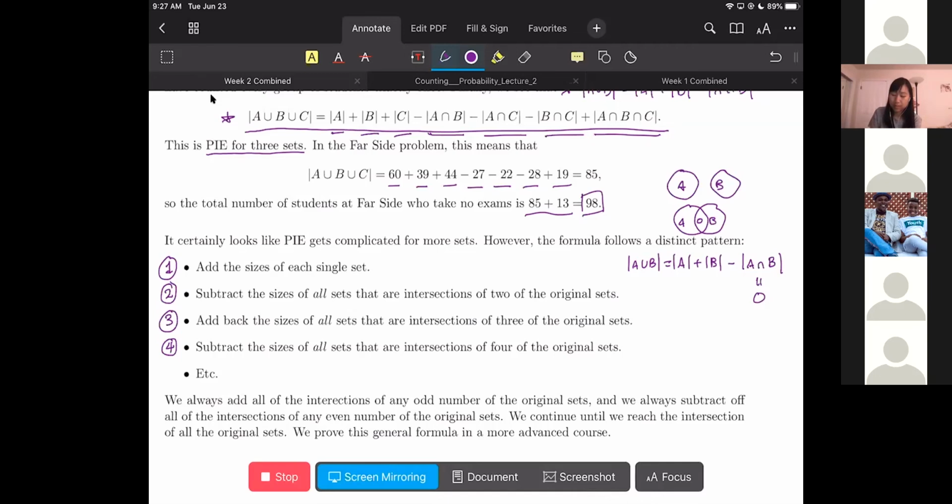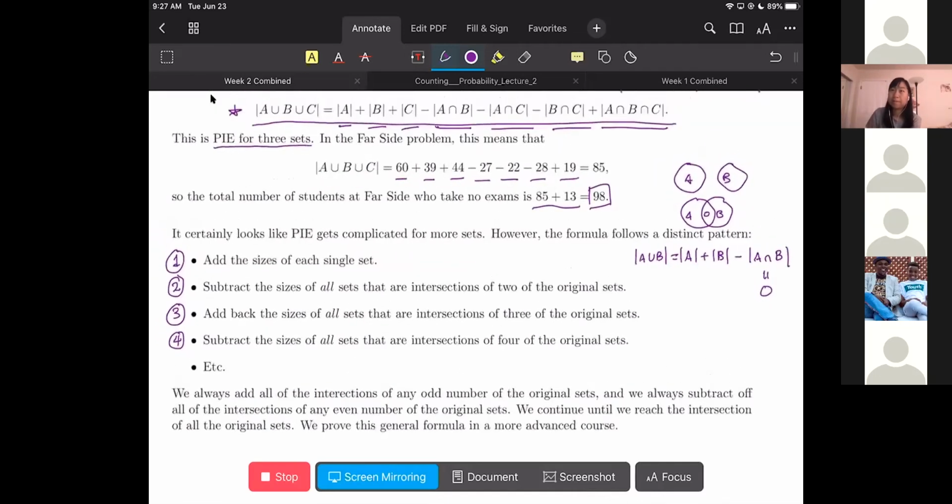Okay. Yep, did you have a question? You said we add A and C in the ending. You said after we, in the ending, we have to add A intersection B intersection C. But it says that that is the number of students who take no exams. But wouldn't that actually be the number of students who take all 3 exams?